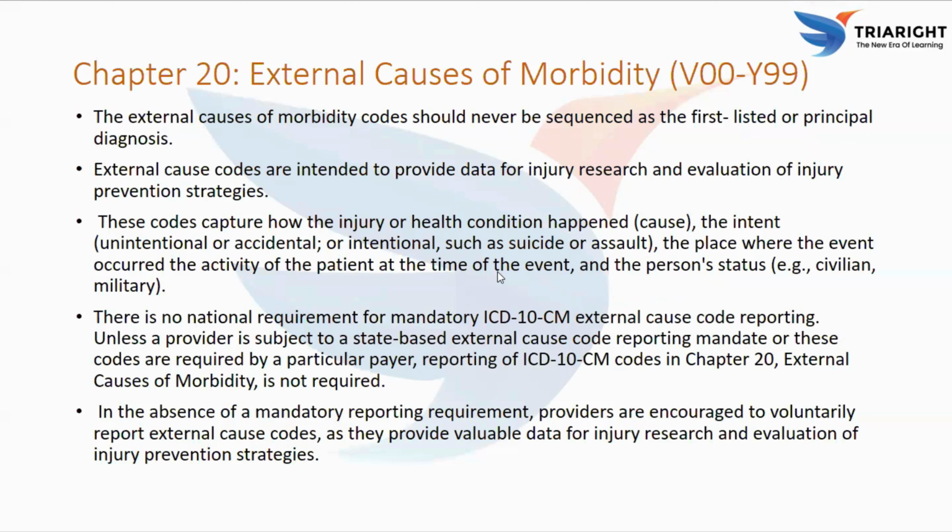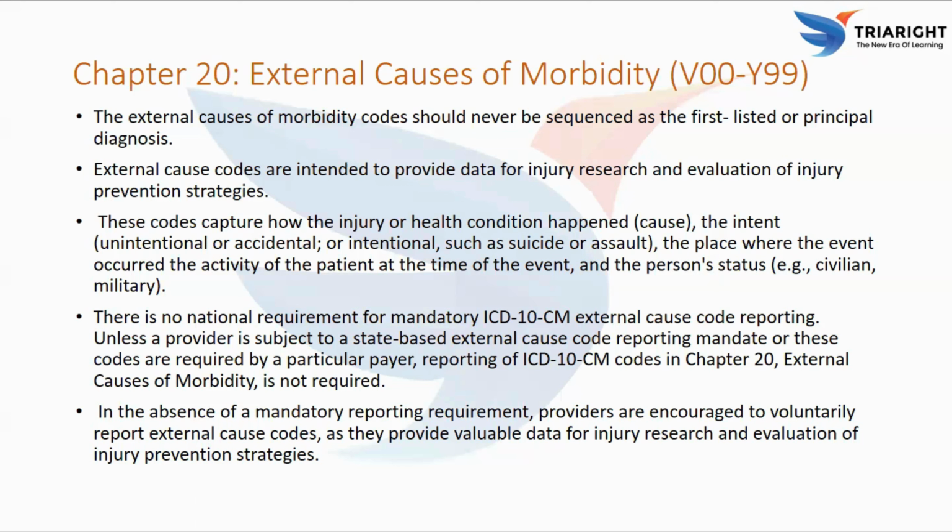So first of all, what are these external causes of morbidity? What are these external cause codes? External cause codes do not describe the injury or disease itself. They explain how, why, and under what circumstances an injury or health condition occurred. So they supplement the main diagnosis code. For example, the diagnosis is a fracture of the right femur, whereas the external cause code is fall from the stairs at home.